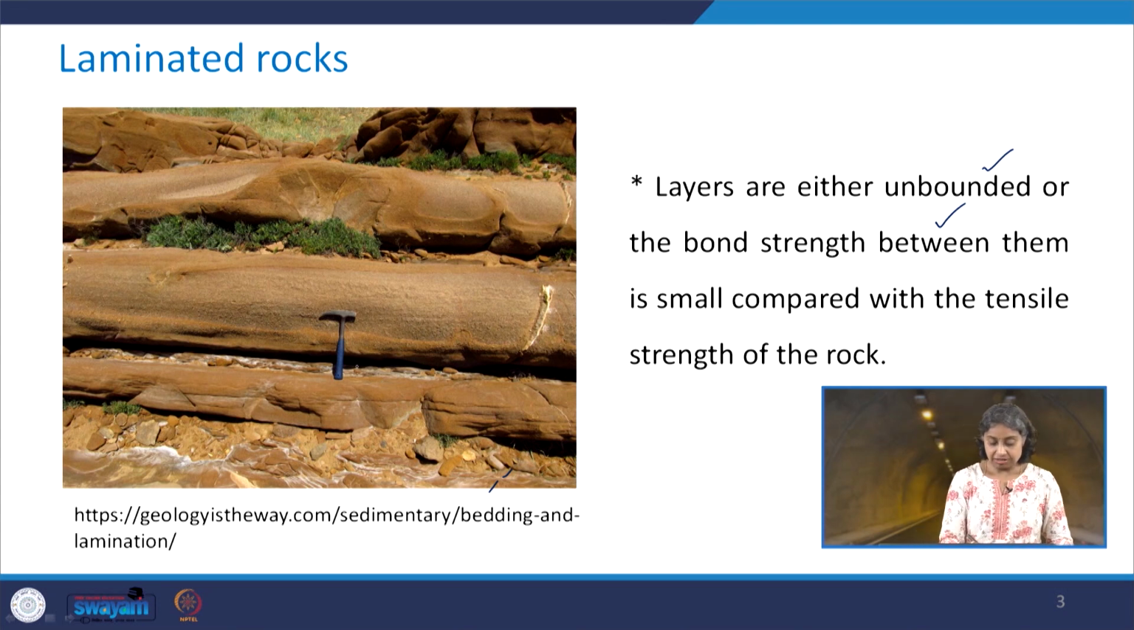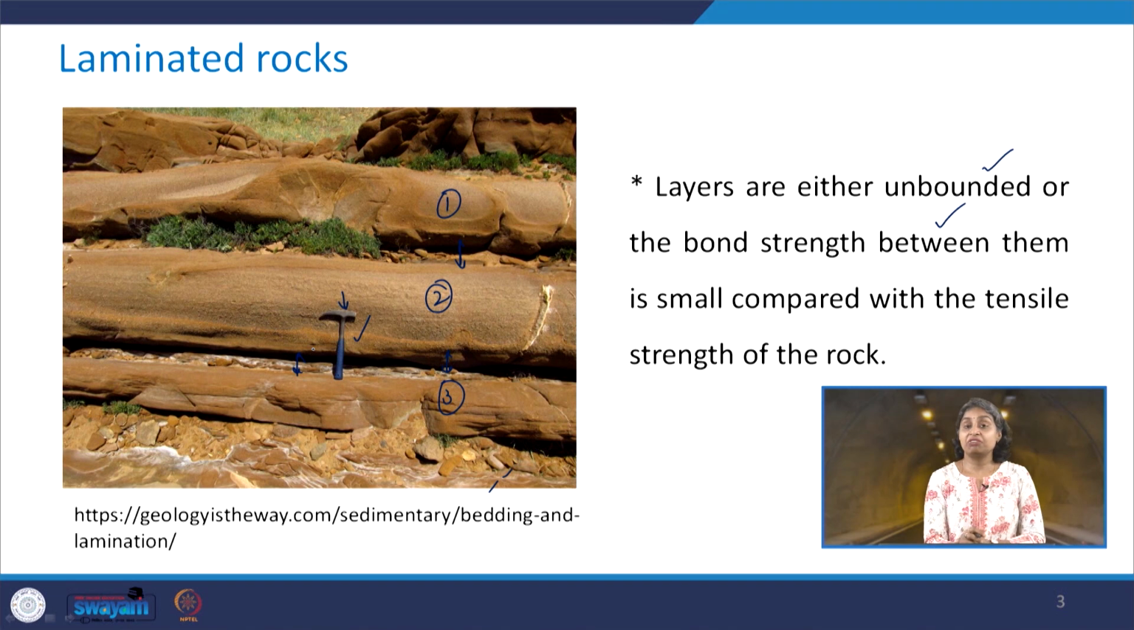Just one hammer is there. This is kept just to give you an idea of the relative dimensions of the layer thickness and its length. Basically, this is one layer, this is the second layer, this is the third layer. In between two successive layers, the bond strength is very small, or sometimes they may be unbonded. When we say it is very small, we compare it with the tensile strength of the rock, so it is smaller than the tensile strength of the rock.